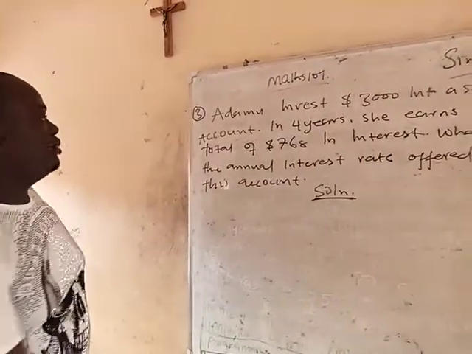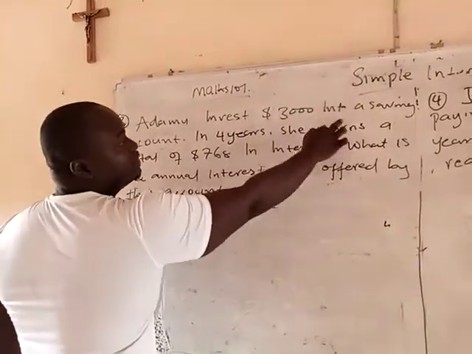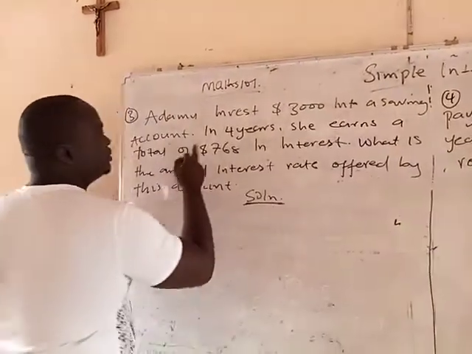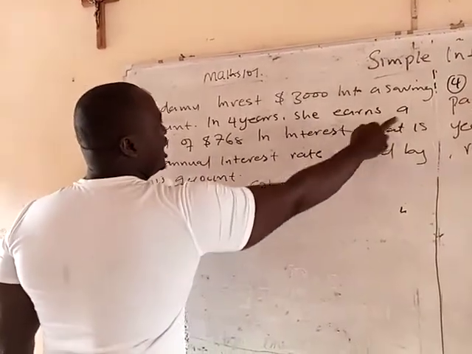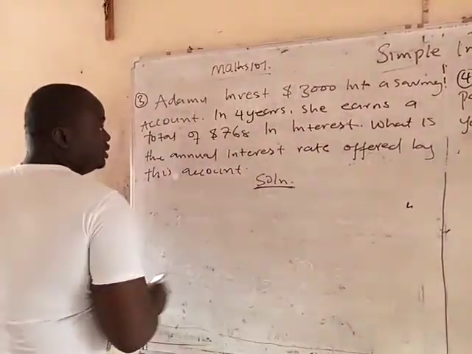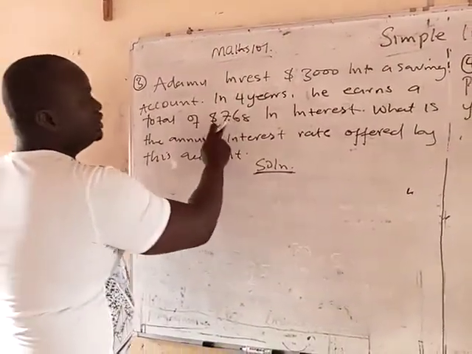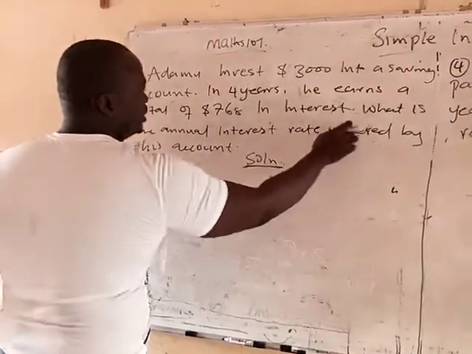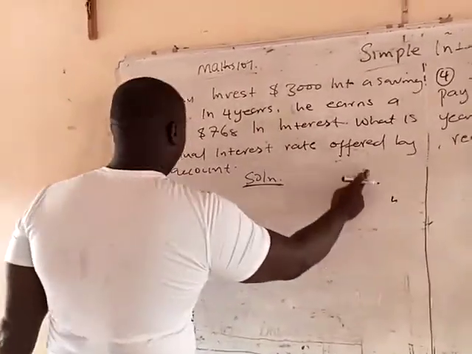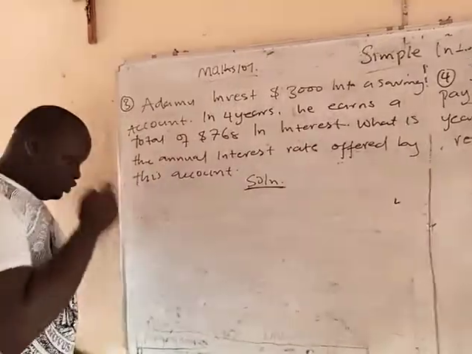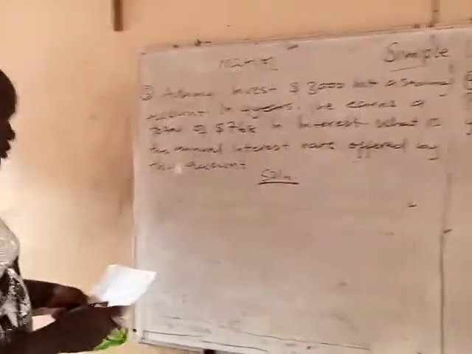Now, Adamu invests 3,000 into a savings account. In 4 years, he earns a total of 768 in interest. What is the annual interest rate offered by this account? So what we want to find is the annual interest rate.